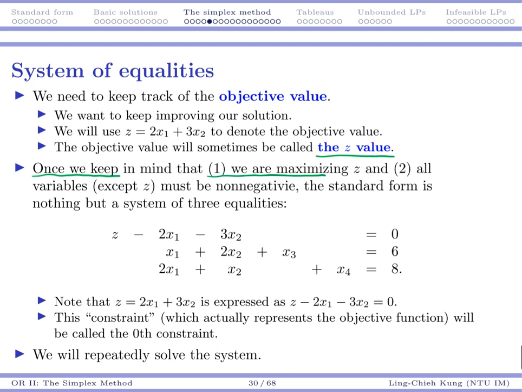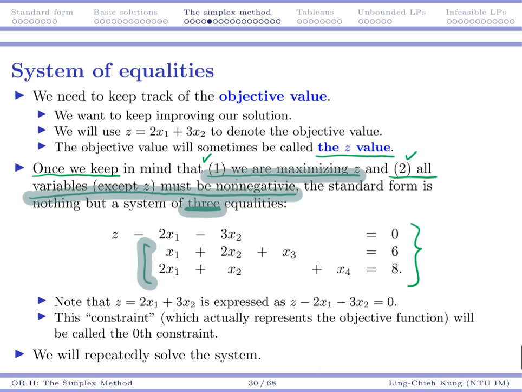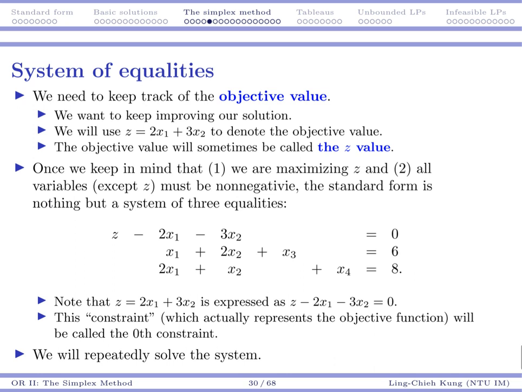And we know we are maximizing z. And also all other variables except z must be non-negative. So maybe we may say that as long as we know these two things by ourselves, all the remaining things may be expressed in these three equations. Okay, here we have three equations. Previously we have two that are about constraints. We now express the objective function as a third equation. So it's here. Pretty much the last two are the constraints.